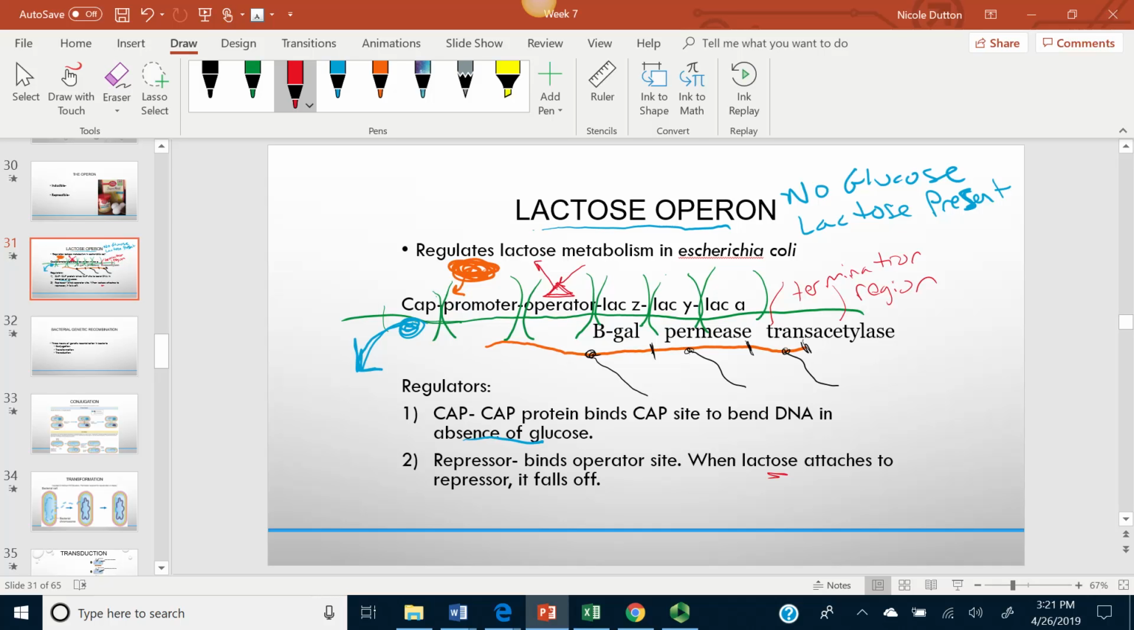So the 2 factors that have to happen. Number 1, you can't have glucose. Number 2, you have to have lactose. If both of these conditions are met, then the Lac Operon will be turned on.